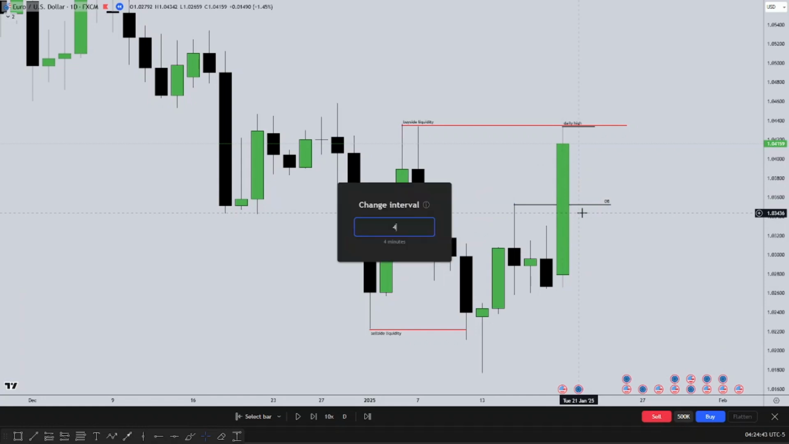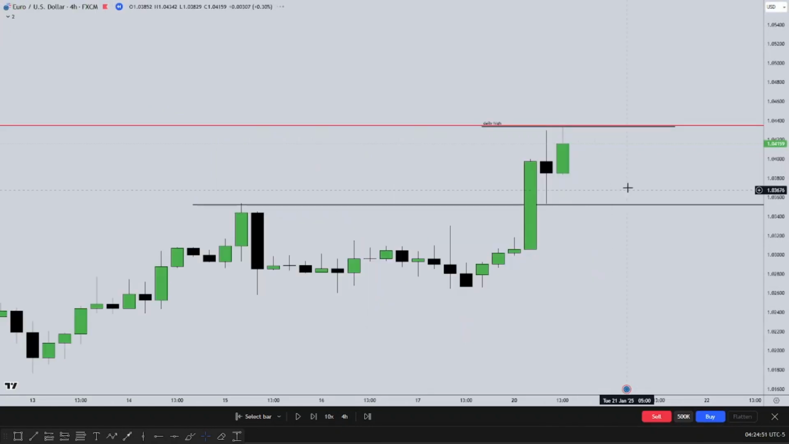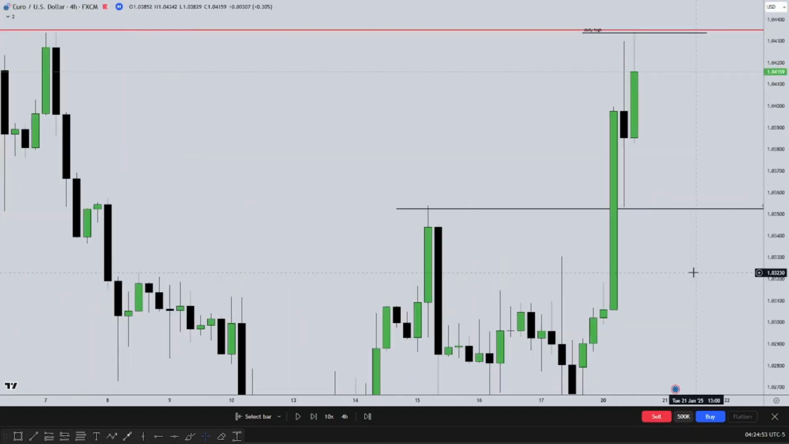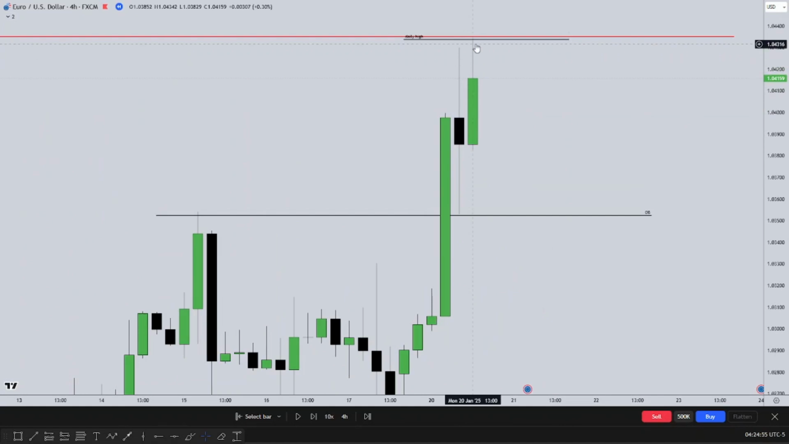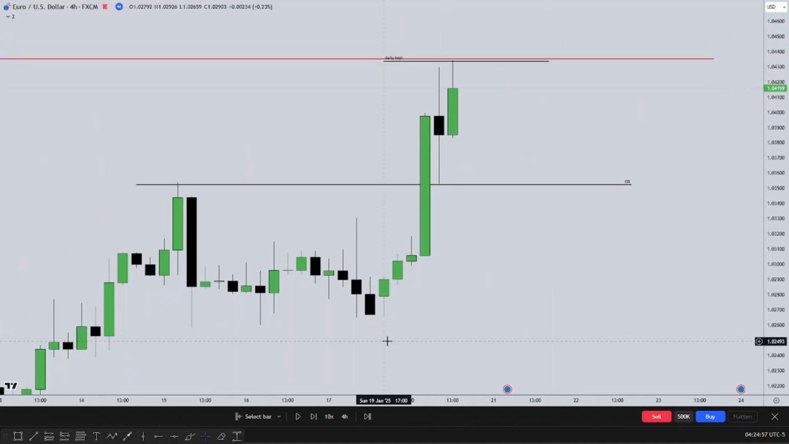So in scenarios like this, I do use the 4-hour trend. I see if the 4-hour trend is aligned with the idea, then I stick to the 4-hour trend to look for my trade. Between the swing low to the swing high, here's the fair value gap.